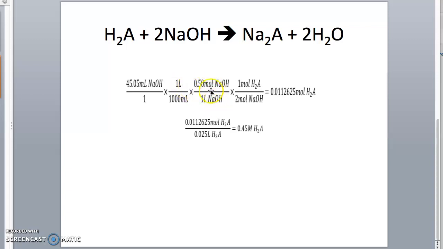I have it in mL, so I'm going to convert to liters. The molarity of this sodium hydroxide was given, 0.50 moles per liter. My liters cancel here. I'm left with moles of sodium hydroxide. And this is from the balanced equation. So this is reaction stoichiometry. You can see there's 1 of the acid to every 2 sodium hydroxides. I've got my moles sodium hydroxide set up to cancel. And there's my moles of acid.